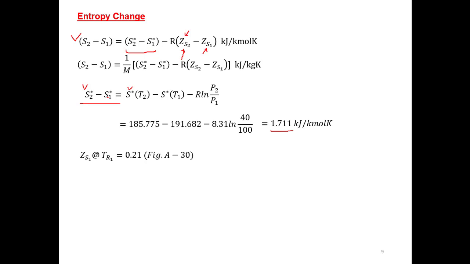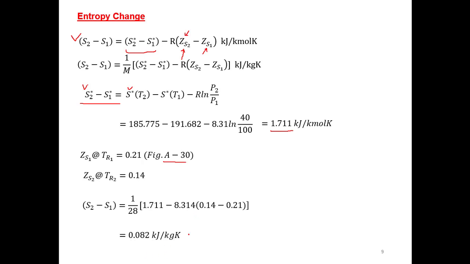So what if we calculate the real gas behavior? For that, we need the value of ZS2 and ZS1. First of all, we need the reduced temperature at state 1, and the reduced pressure we already calculated in our previous slide. Similarly, we can calculate the reduced temperature at state 2; the value is 0.14. We have to read that value from the figure A13. If we put these values in the above equation and simplify, then the change in entropy for the real gas behavior is 0.082.